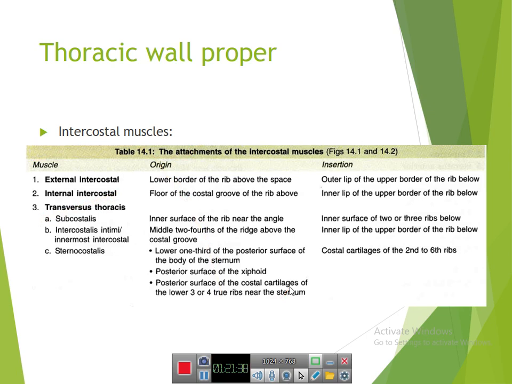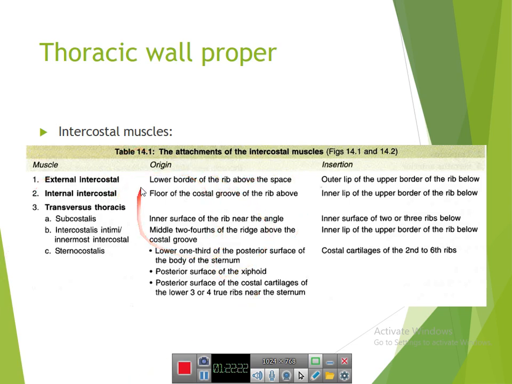So how about the thoracic wall proper? This table shows us the intercostal muscles that are thoracic wall proper muscles. We have three muscles just related to the thoracic wall: external intercostal, internal intercostal, and transversus thoracis muscles, that is subdivided to subcostalis, intercostalis intimi or innermost intercostal, and sternocostalis muscles. So we have three intercostal muscles that are related to the thoracic wall.